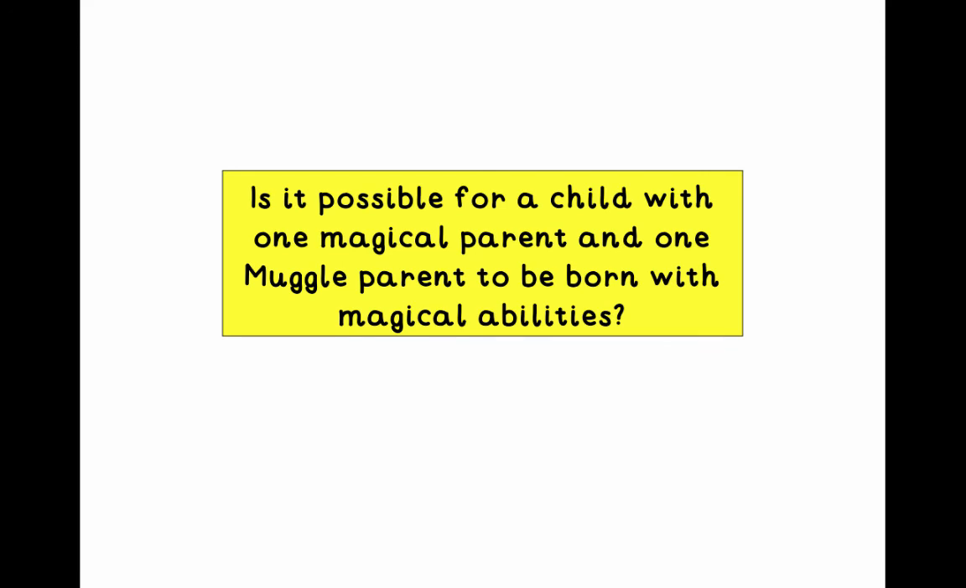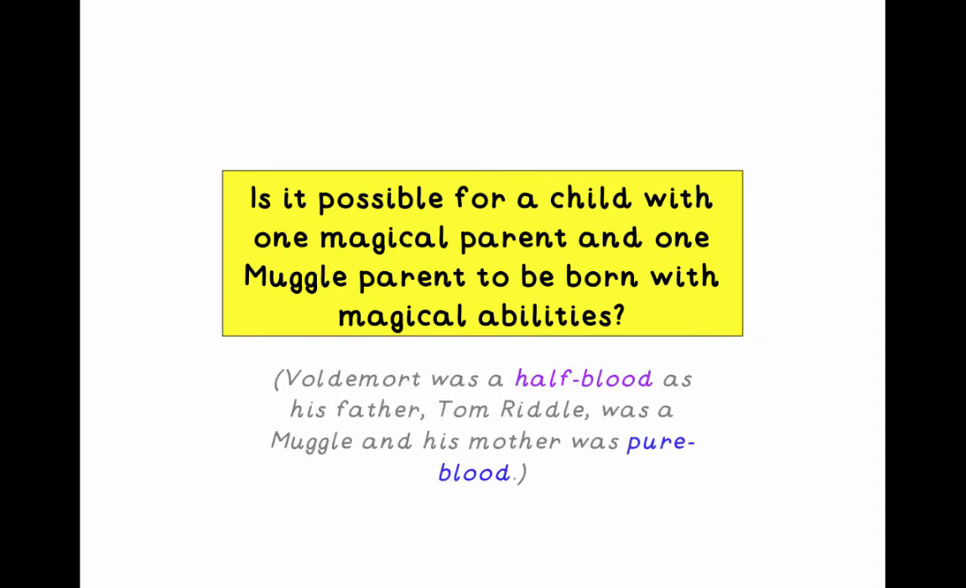Now, is it possible for a child with one magical parent and one muggle parent to be born with magical abilities? Well, look at this. Voldemort was a half-blood, as his father, Tom Riddle, was a muggle, and his mother was a pure-blood. So notice that his father was a muggle, which means that he had the dominant allele, but he was also carrying the recessive allele with him, and his mother was a pure blood. And now you can see that these terms used as insults in the movie, half-blood, pure blood, mud blood, because they are not completely pure as are the other types of blood.